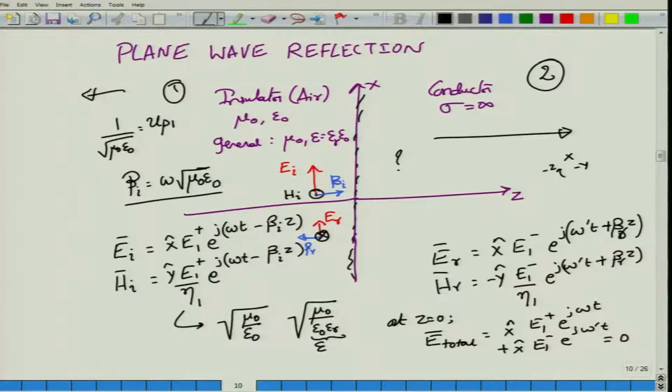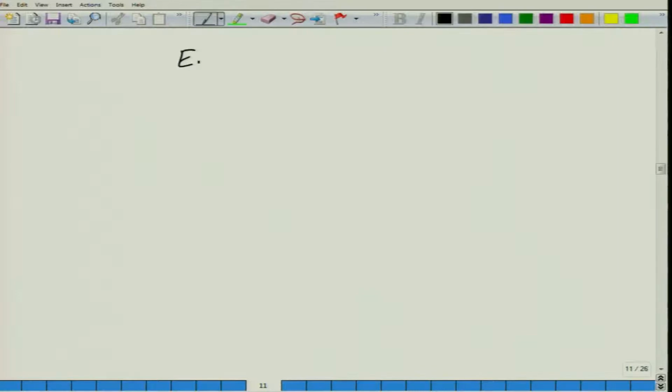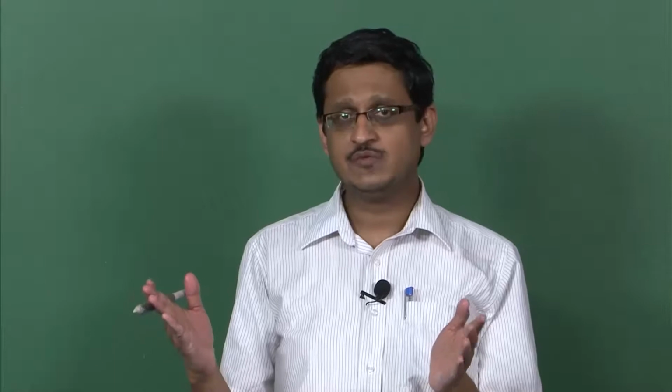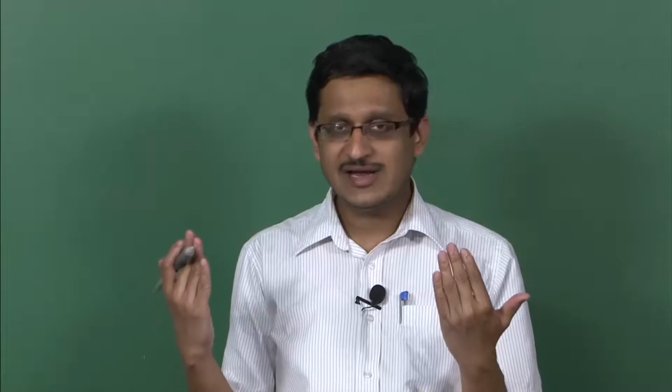Why should it be equal to 0? Well, the boundary condition tells you that this must be equal to 0. Then you have a relation which tells you E1 plus e to the power j omega t must be equal to minus E1 minus e to the power j omega prime t. On the left hand side you have a sinusoidal wave. If you take the real part of it, you have a cosine wave, and on the right hand side also you have a cosine wave. If these two frequencies are different, then their amplitudes will be equal only at a few points in time. But you want this relation to hold for all values of time.